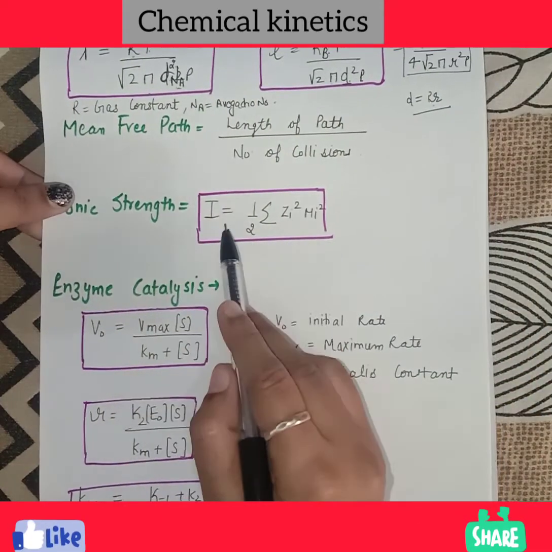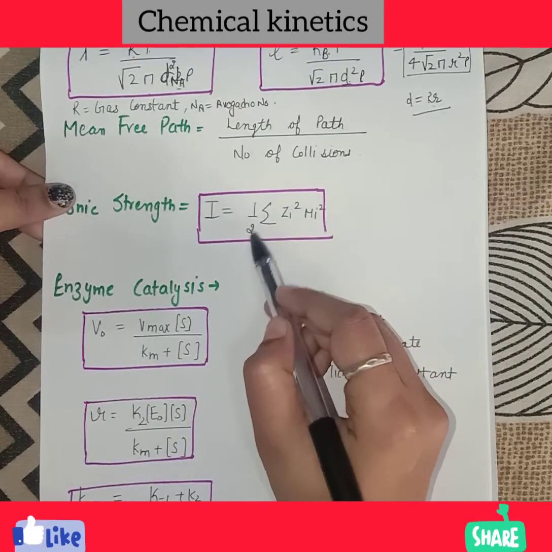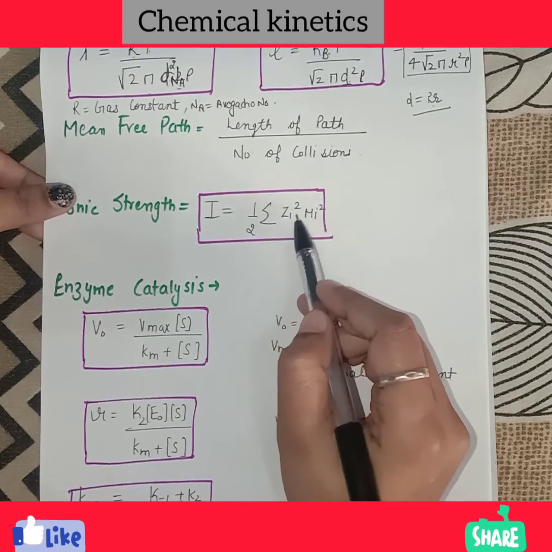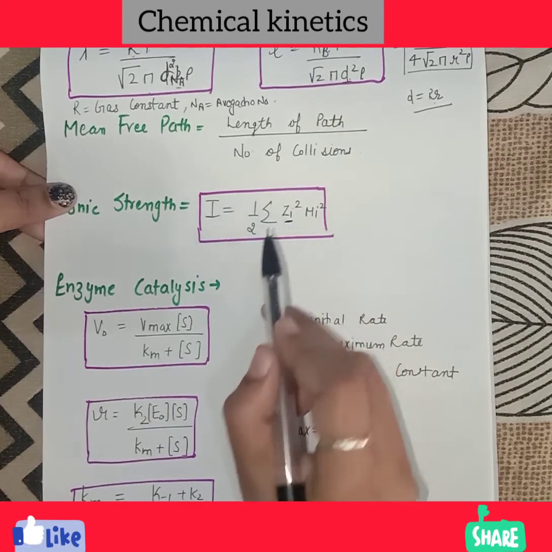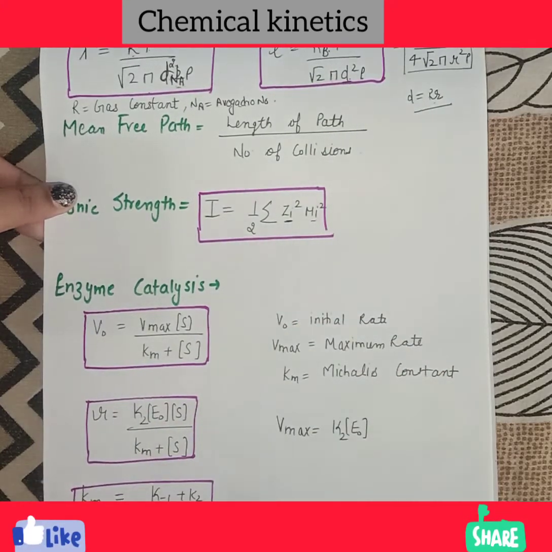To calculate ionic strength, the formula is 1 upon 2 sigma M1 Z1 square. Z1 is charge and M is the molarity.